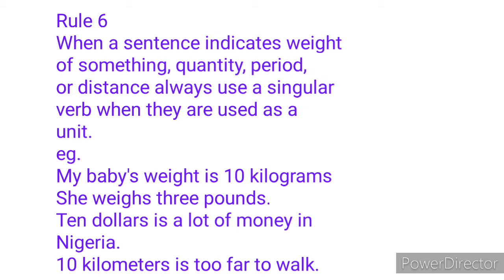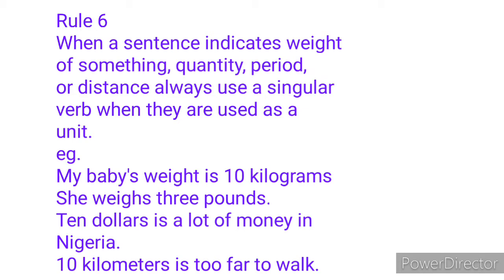Remember I told you in the previous video that when a verb contains s or es, then it's singular. But when a verb does not contain s or es, then it's plural. So I've used weighs, which is singular, even though pounds is in the plural form, because the sentence talks about weight. Pounds is the unit used in measuring weight.